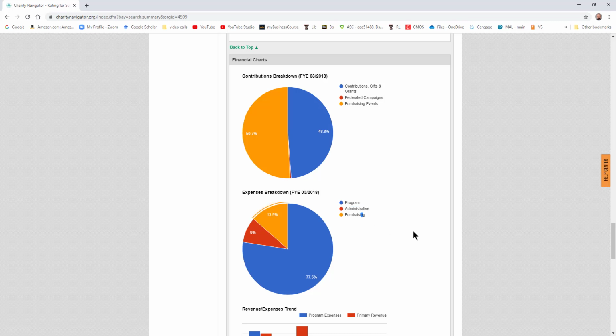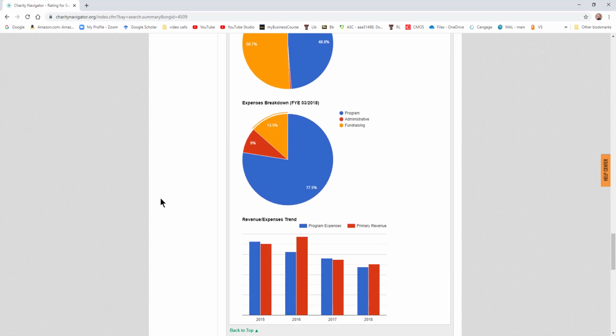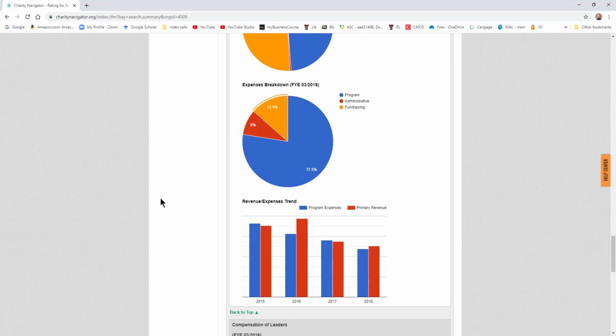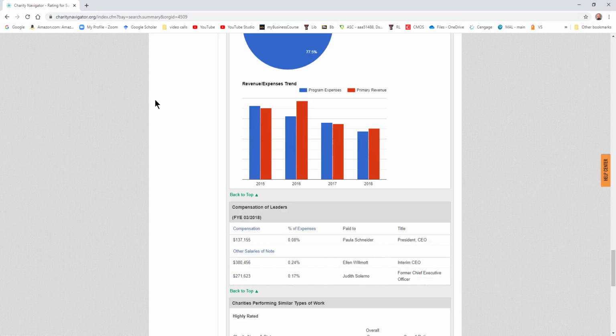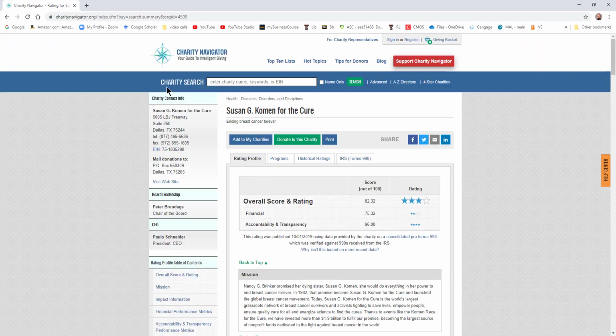It used to be for a while there for Susan G. Komen, the fundraising used to be unbelievably high as a percentage of this overall pie. Over the years, they've actually brought it down to say, hey, we need to allocate our funds more towards the actual purpose. But that's why Susan G. Komen for years generated a lot of publicity. Because why? Because it was all about fundraising. So this is a great way to check out information about the charity that you're interested in.